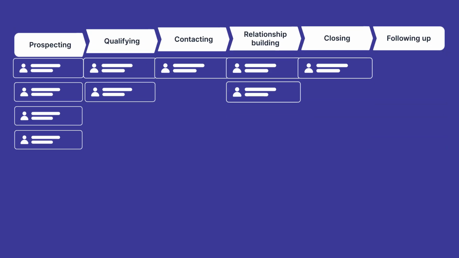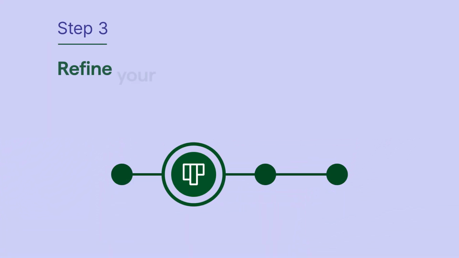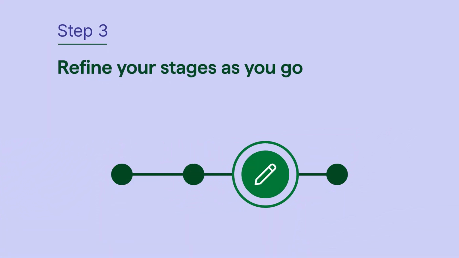It's worthwhile to consult your team in the decision-making process while you build your pipeline, as they're the people who will use it. Letting them offer their opinions and advice will make your sales pipeline a more efficient tool for collaboration, communication, and project management. Now, the third step is to refine your stages as you go.